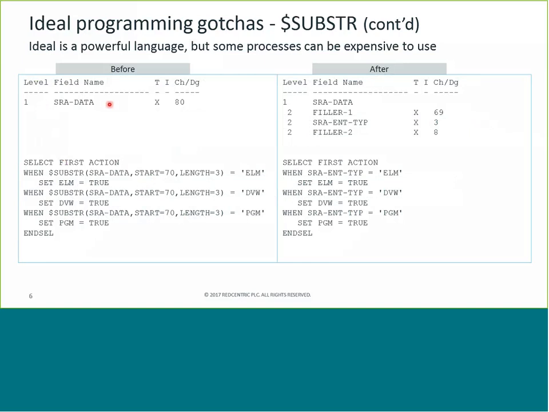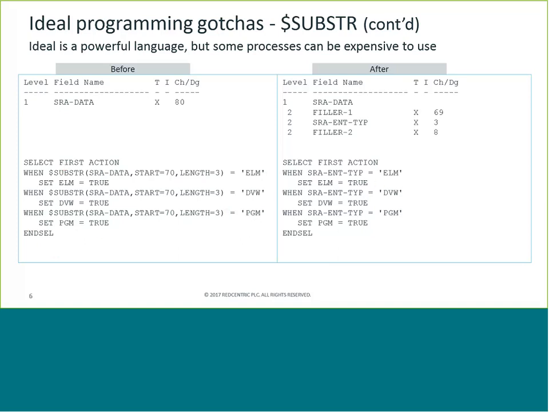So here we have an input record that's coming in as 80 bytes, just 80 bytes. And we've got a select statement here where we're calculating the substring starting at 70 for a length of 3. Is it equal to ELM or DVW or PGM? Now you can see I've got fixed values here. So it's going to recalculate this every time I execute it, and it's going to recalculate it essentially 3 times every time I execute the select statement.